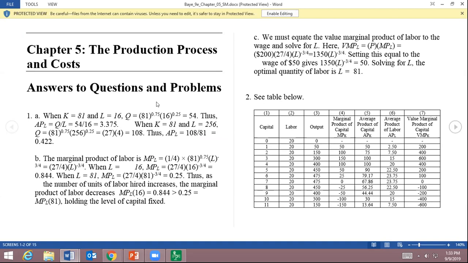All right, so that was B. All that stuff was B, question 1. Now let's talk about C. So we're told capital is fixed. Do we have any other questions on the marginal product of capital before we move on? Okay, so we're told that capital is fixed at 81 units. We're told that the price of the good is $200, and the wage is equal to $50 per unit of labor.